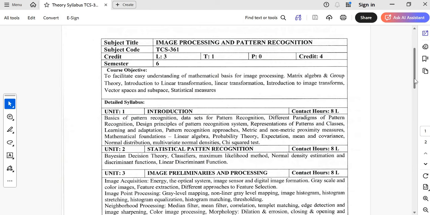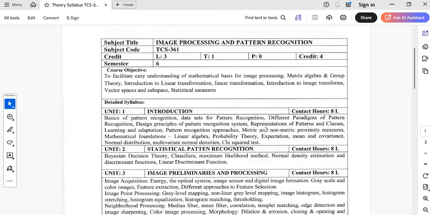Next is learning and adaptation, metric and non-metric proximity measures, linear algebra basics, probability theory, expectations, mean and covariance, normal distribution. Normal distribution is a very important topic. At last, chi-square test. And we can apply it to some samples and samplings.